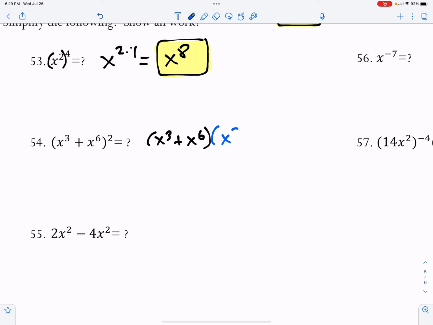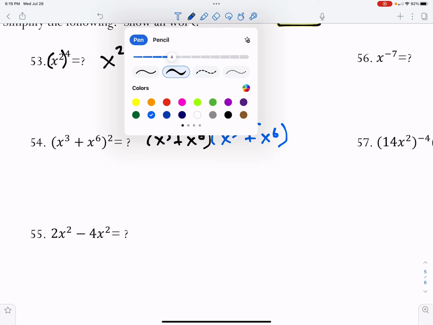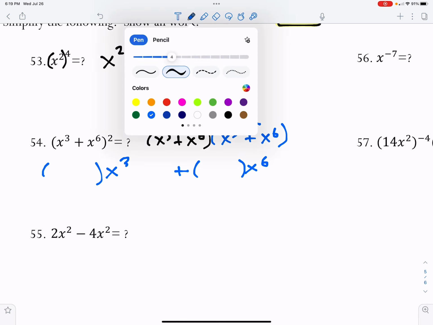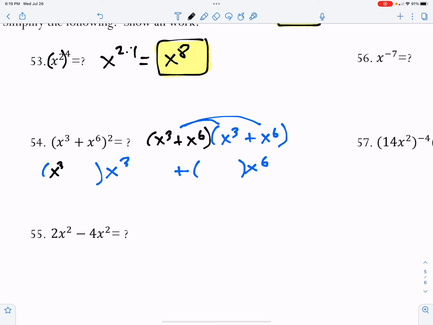times x cubed plus x to the 6th. And what I'm going to do is distribute the black to each of the blue. So I'm going to write the blue and split it up: x cubed plus x to the 6th. And I'm going to distribute to each of those this term out here in the black. In other words, x cubed plus x to the 6th, and again, x cubed plus x to the 6th. Okay, now let's multiply through and clean it up.